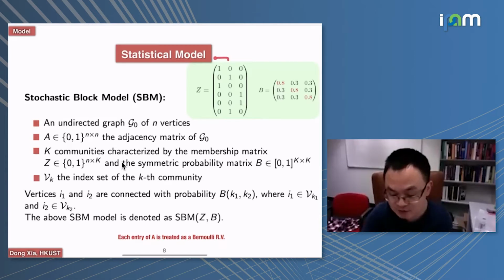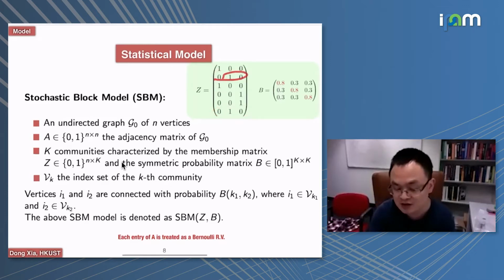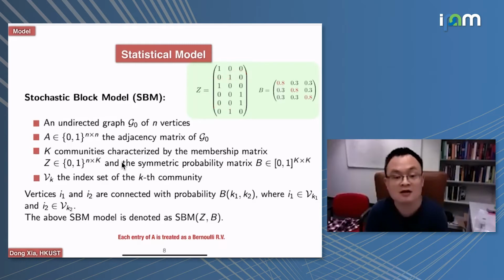And here is an example for this membership matrix. For this example, you can see it has 6 rows and 3 columns. In other words, in this SBM model, there are 6 vertices and there are 3 different communities. And if you look at the first row and the third row, you can see they have only 1 entry equals 1. And it means that the first vertex and the third vertex belong to 1 community. And similarly, if you look at the second row and the last row, also they're the same. In other words, the second vertex and the last vertex belong to the same community.